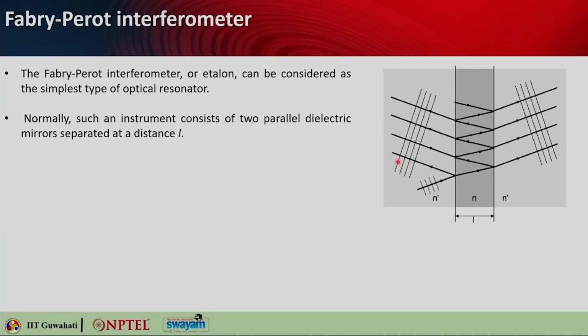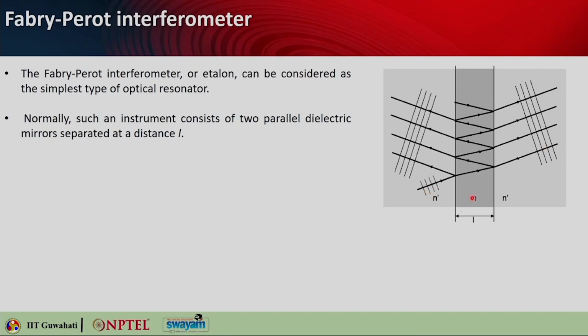Because these are all back in the same direction, you can say all these are basically reflected light. All these on the other side of the incident wave are transmitted light. So when all of them interfere constructively, you will get a color out there. This is how typically an Etalon or Fabry-Perot interferometer works.